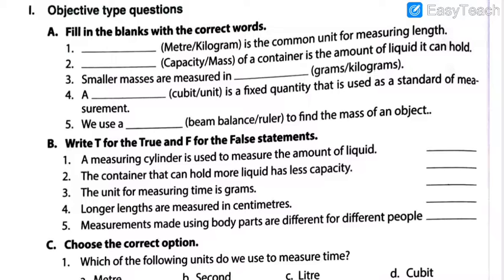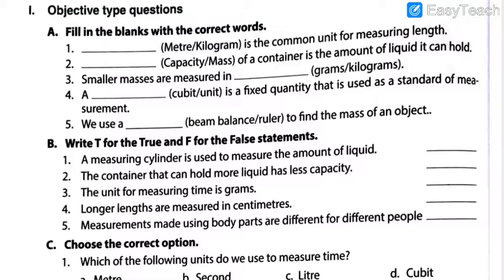And please do not break the sequence. Write it in the way I am reading the question, one after the other. You are getting sufficient enough time to read the question and think about the answer from the given options. Okay, moving to number 3. Smaller masses are measured in dash. Grams or kilograms. Smaller masses, not big, smaller. Okay, so try to think about the correct answer. Your time starts now.